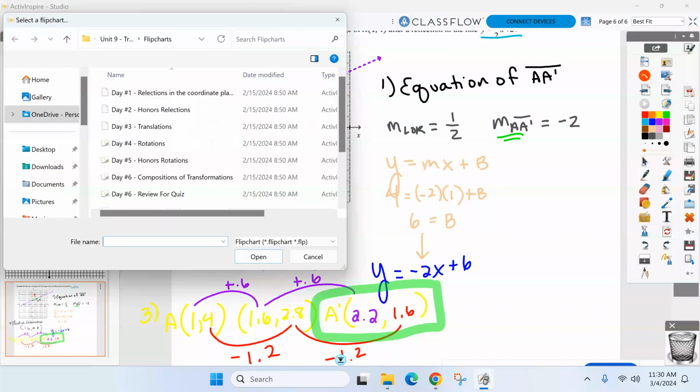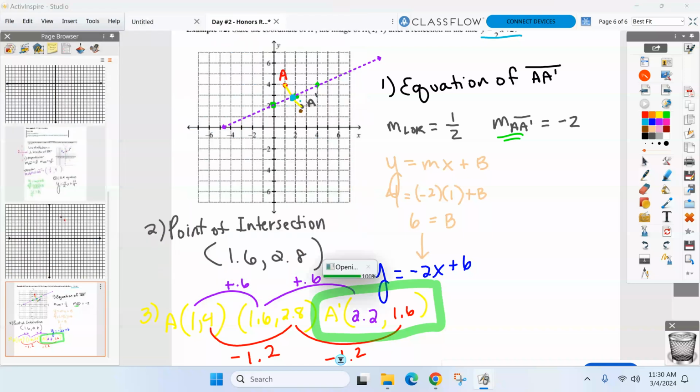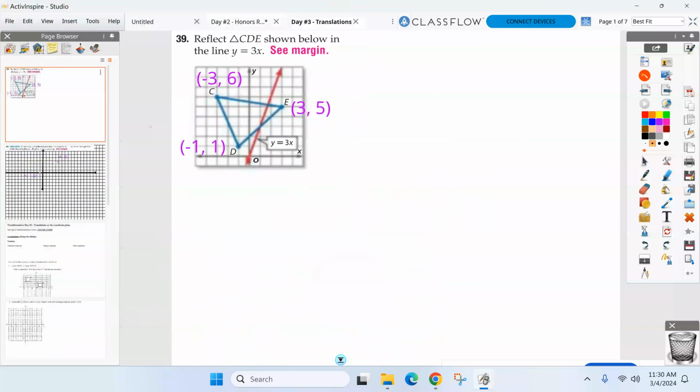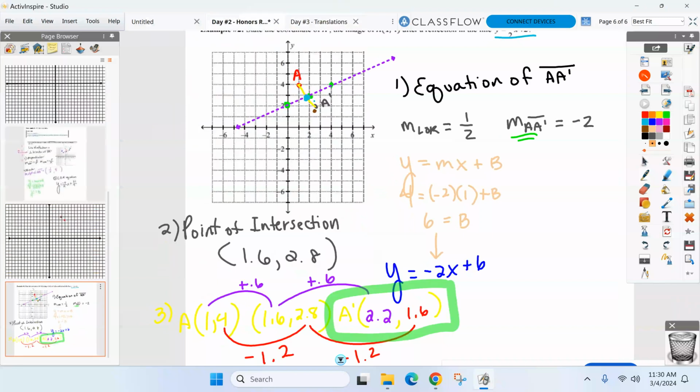Just so there's no confusion when you start tackling this first problem. Okay, here's your first problem. It says reflect the entire triangle over this line y equals 3x. So yes, that means you're going to have to take point D reflected over just like we did. Point C reflected over, point E reflected over. So you're going to have to do what we just did here 3 different times for each vertex.